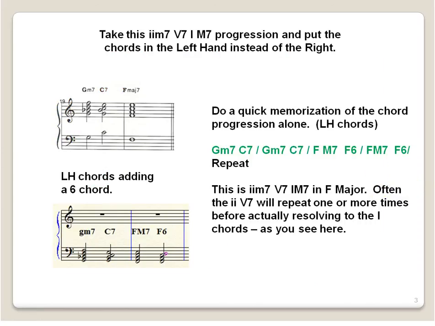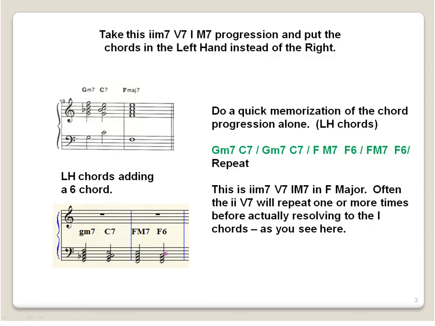Now we're going to take this 2-5-1 progression and put the chords in the left hand after we practice it in the right hand. You see the first example there. Your left hand is playing the root G, C, F, and your right hand's playing the G minor, C7, F major. And when you're playing this progression, a standard voicing is what you see there, where you play a root position 7 chord, then you drop your top 2 notes, and then you drop your bottom 2 notes. And this happens over and over in tunes.